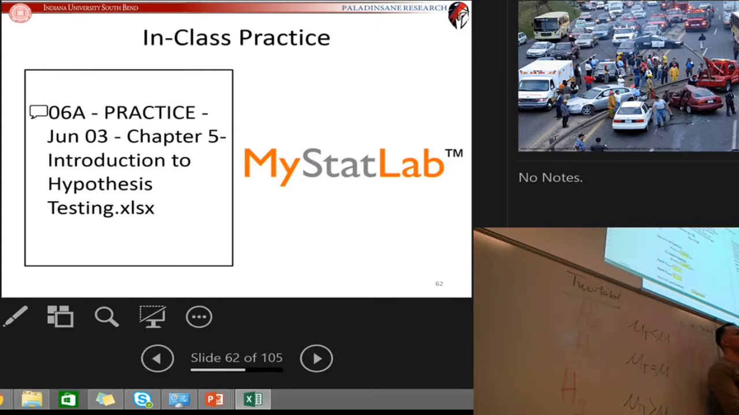If, on the other hand, they're just saying, is there an effect? Is there a change? Was there a difference? That's non-directional. That's either up or down, increase or decrease.